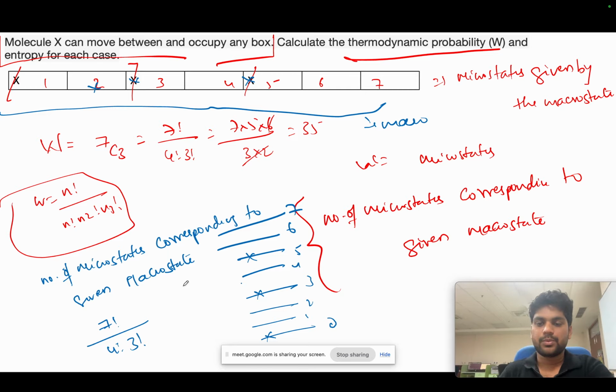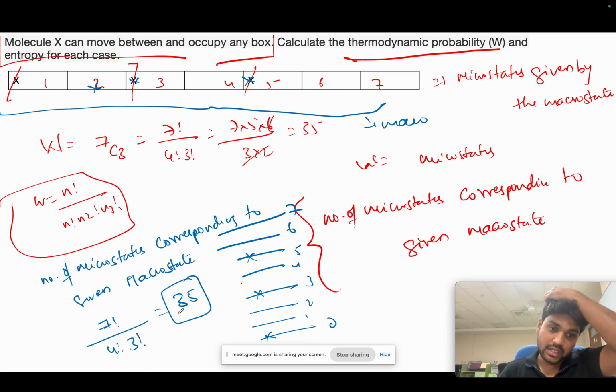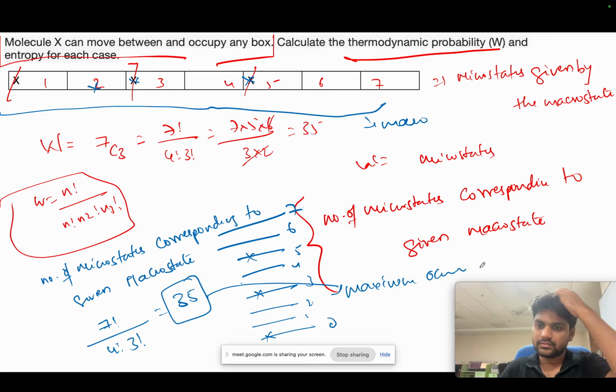From the definition of thermodynamic probability, you should understand that it is the number of microstates corresponding to the given macrostate. So macrostate is this, and there are total 7 boxes, and there are 3 molecules, and the 3 molecules can be fit anywhere. So how many microstates you can get? The thermodynamic probability is nothing but the maximum occurrence of microstate. So now the answer is 35. You remember, right, how to solve this type of questions?